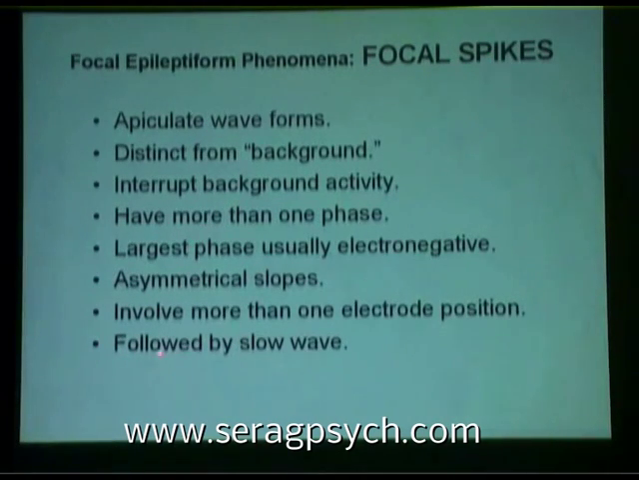Spikes are almost always followed by a slow wave because the spike is excitatory, right? It reflects some excessive excitation in the brain. Someday we might do a talk on what that really represents. But to stop that excitation from becoming a seizure, you have to have inhibition, and that's what's represented by the slow wave. So those are some characteristics of spikes.